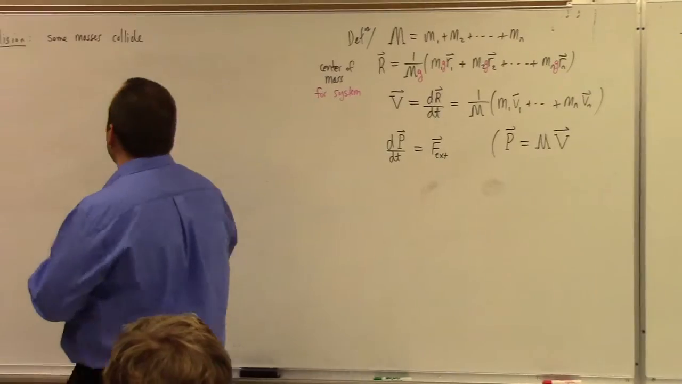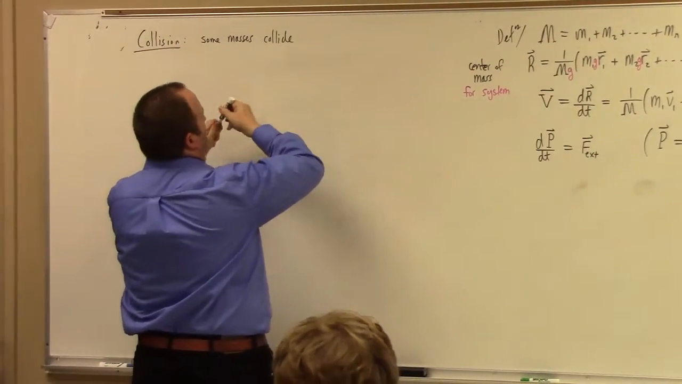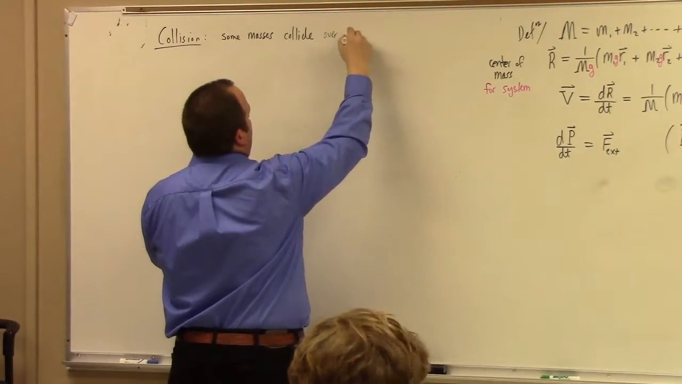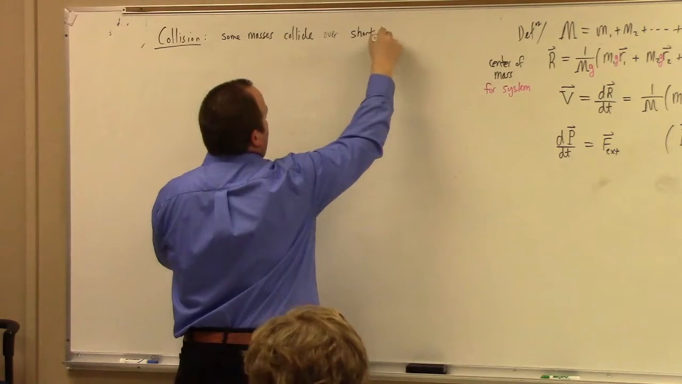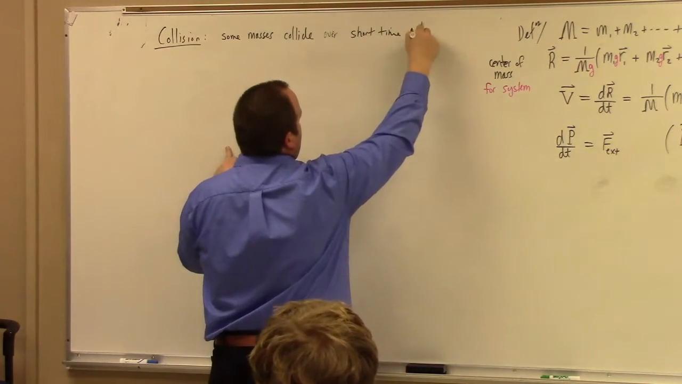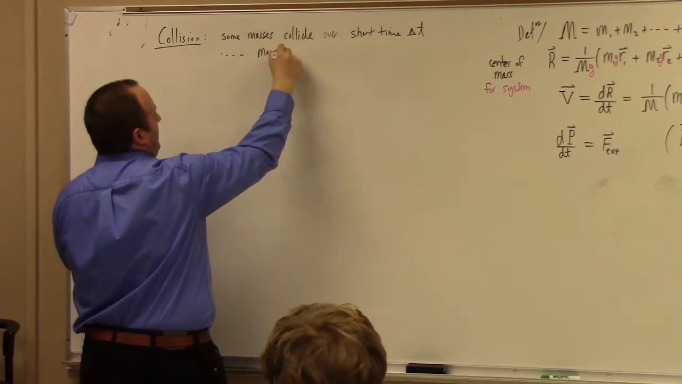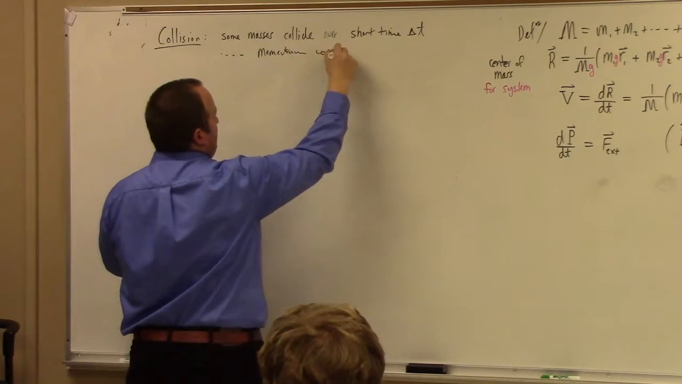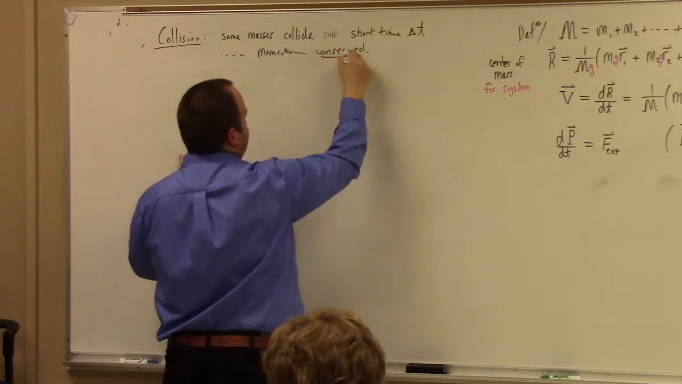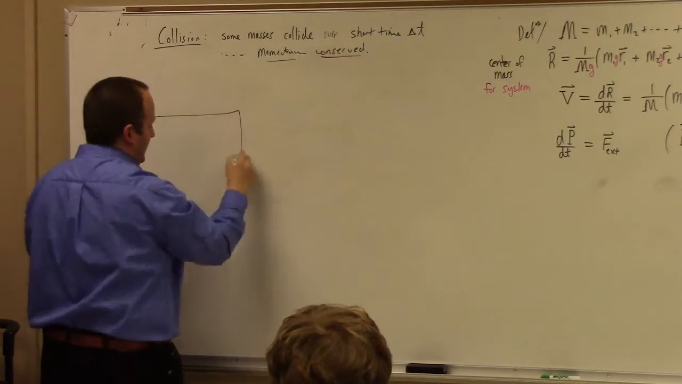Okay. Masses collide over a short time, delta t, right? So momentum conserved is the main idea here, okay? So here's a pretty standard example.